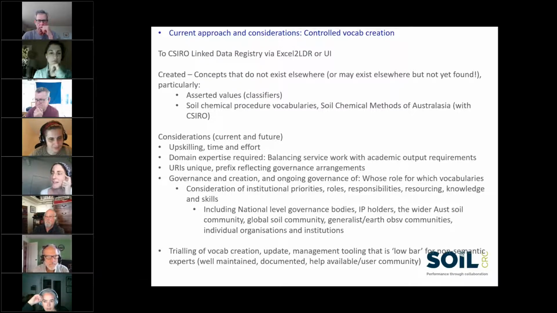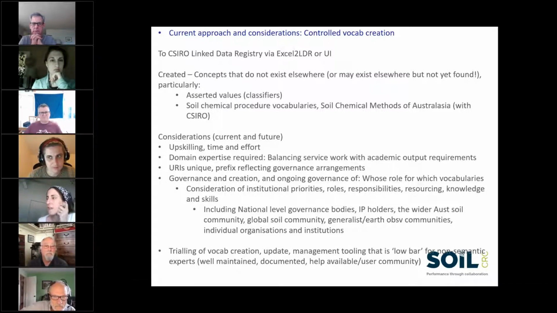But the vocabulary registry is unique, and the approach is that the prefix reflects the governance arrangement. So when you're getting a vocab up, you run into questions of governance. Whose role is it to create, maintain and govern into the future? So you have discussions around institutional priorities, roles, responsibilities, resourcing, etc., and the roles of national bodies, the IP holders, the global soil community, the generalist community, and individual organisations that have their own classifiers, for example, like a soil laboratory. So yeah, we've been trialing tools like Excel to LDR that make vocab creation lightweight, a low bar for non-semantic experts.